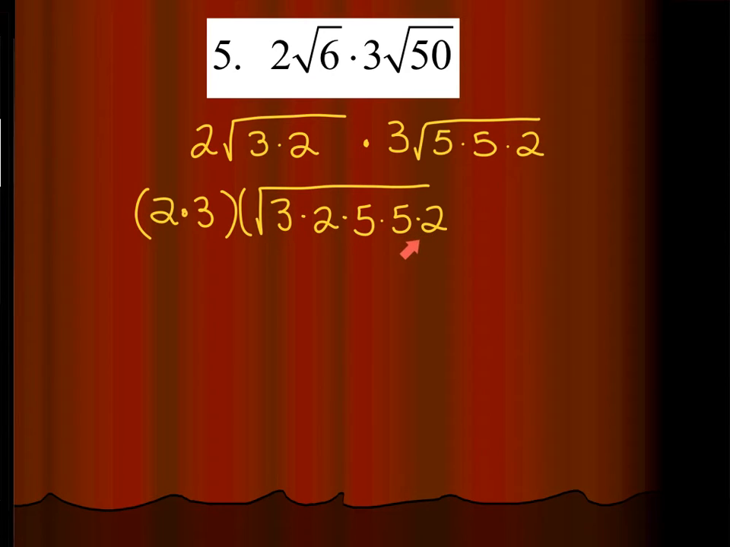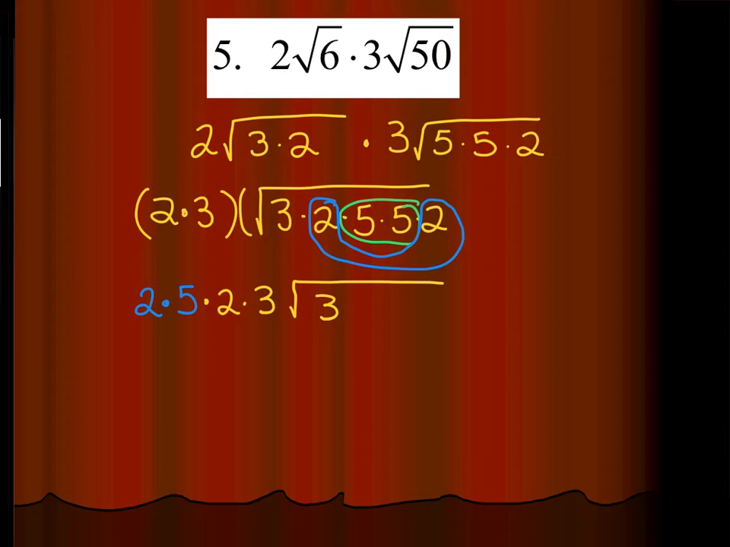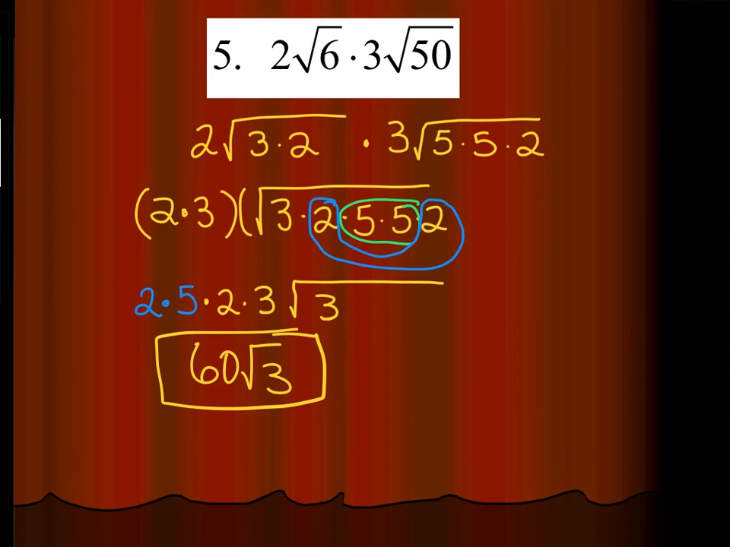So let's look for pairs. So we found our pairs. We have a set of 2's, so a 2 comes out. We have a set of 5's, so a 5 comes out. And we multiply that by what's already outside the radical. And 3 didn't have a pair, so it has to stay in. Let's simplify and finish it up. Final answer is 60 times the square root of 3.